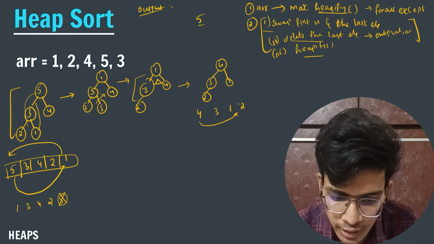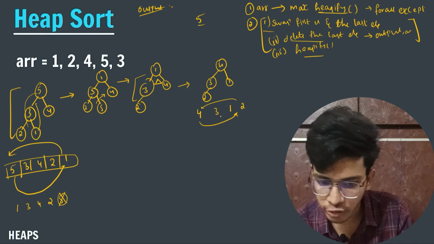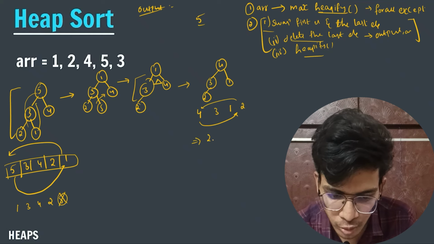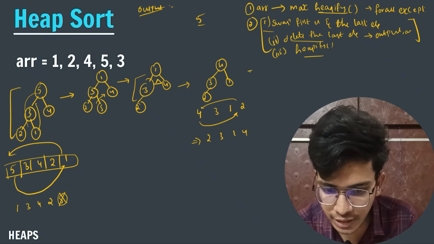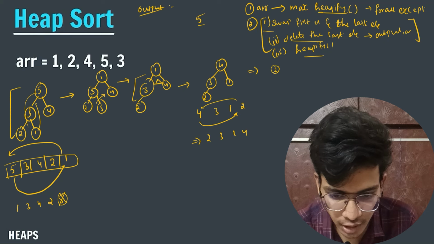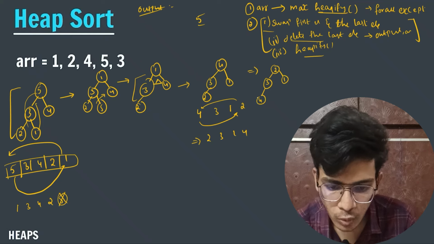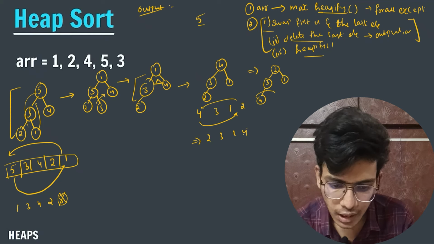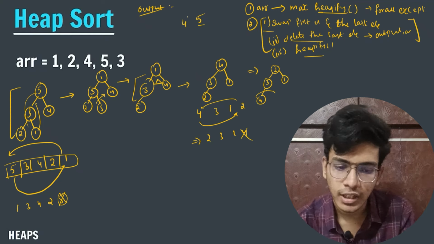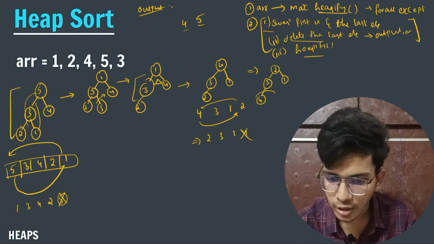So again 2 will get swapped with 4, and 4 will come here. So my array will become 2 3 1 4. So here you can see that 2 will come here, after 3, after 1, after 4. Okay, now delete the last node, and print it. As you delete, print that thing. So 5 will be here.